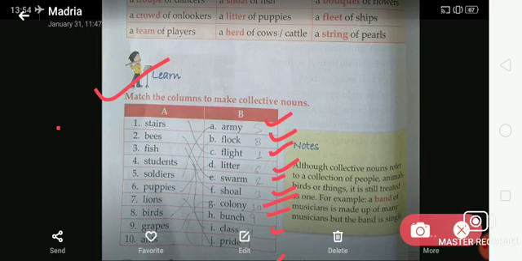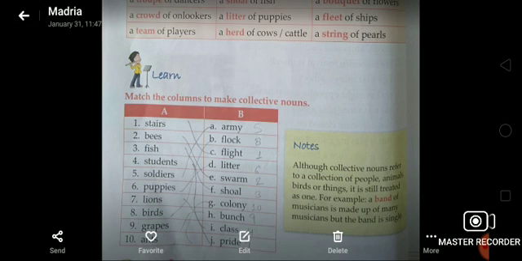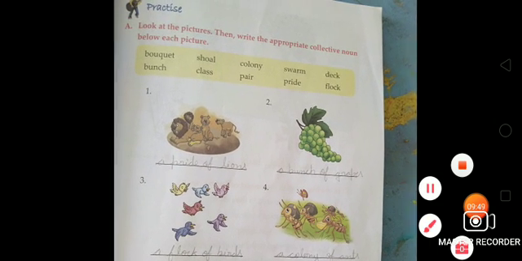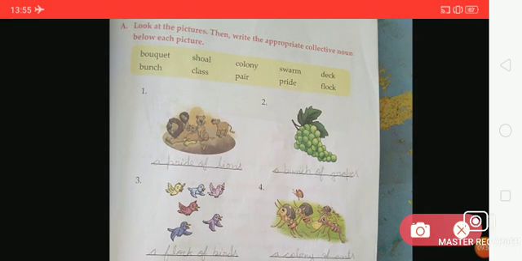Okay, here are some notes for you. You must read these given notes. Although collective nouns refer to a collection of people, animals, birds or things, they are still treated as one. For example, a band of musicians is made up of many musicians, but the band is single. Okay student, you must remember these given notes. Now here is the next exercise that is related to collective nouns again. So what will we do in this given exercise? So student, look at the pictures.